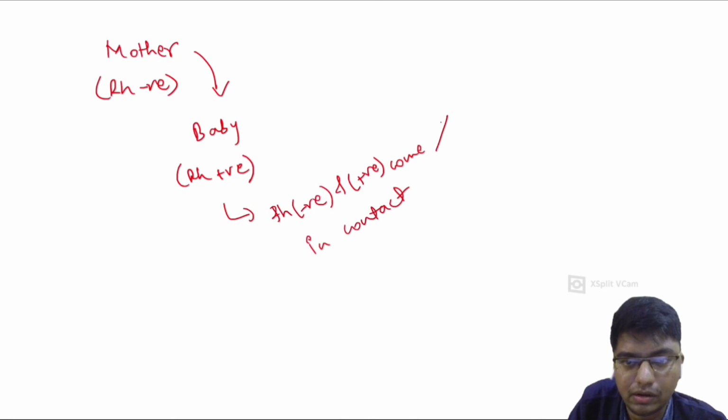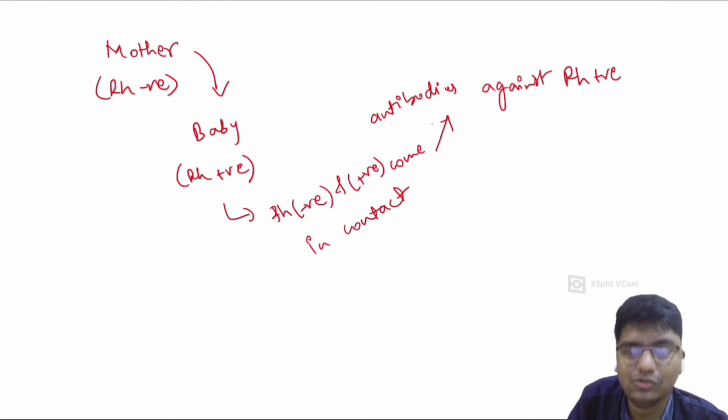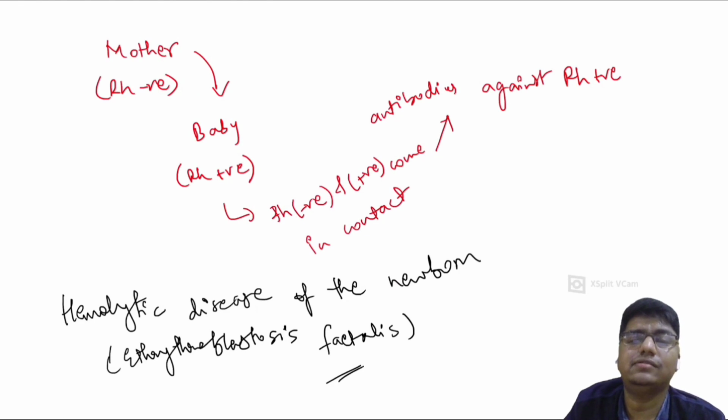Antibodies against Rh positive. So the antibodies will not harm the first baby because it is after delivery. It will harm the second baby if the antibodies are there. So what is done? Antibodies are injected within 72 hours after delivery. Okay, within 72 hours, antibodies are injected to prevent this contact. So that's it for this video.